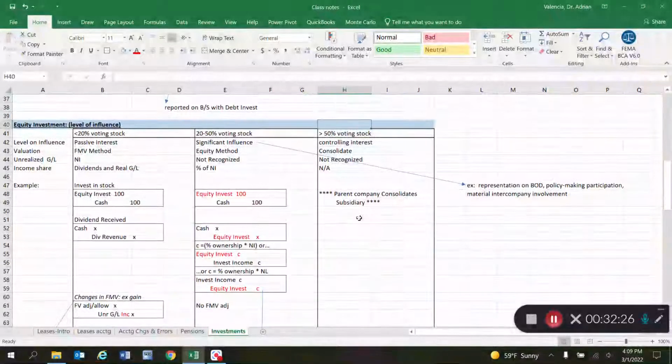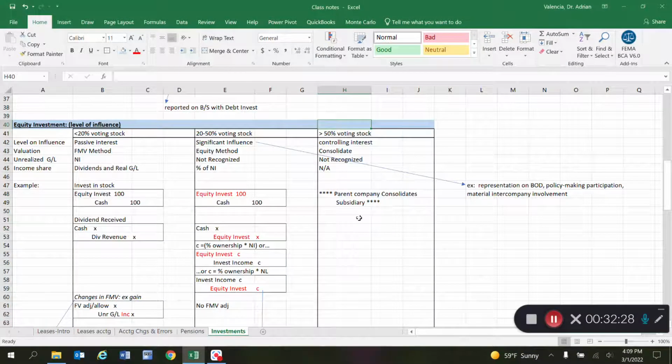Okay, so the last category is whenever we invest in a company and we have a controlling interest, legally controlling interest, or when we own more than 50% of the voting stock. And what we do, I said, is we consolidate. The parent company, the one that's investing in the subsidiary, will consolidate and bring all those financial statements as one. And that's a topic for a more advanced financial reporting accounting class. But do understand that that is another way of doing the accounting for that.